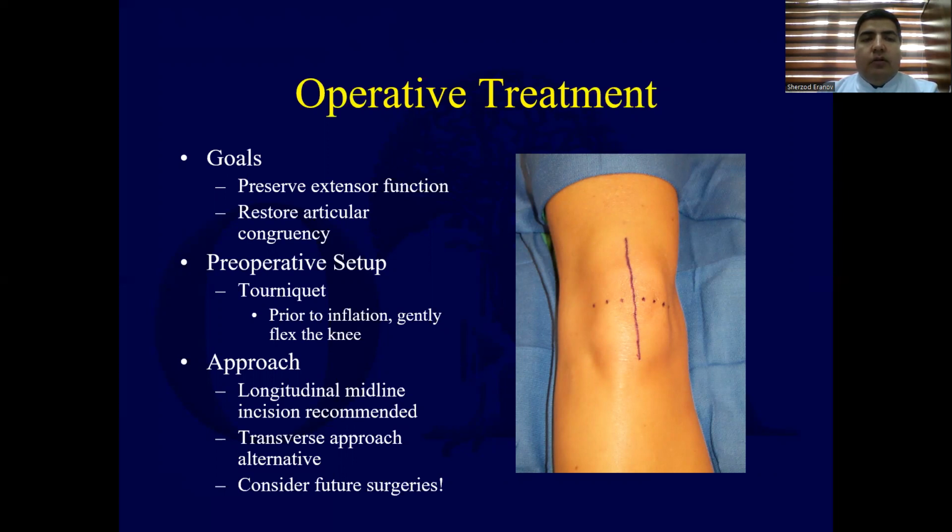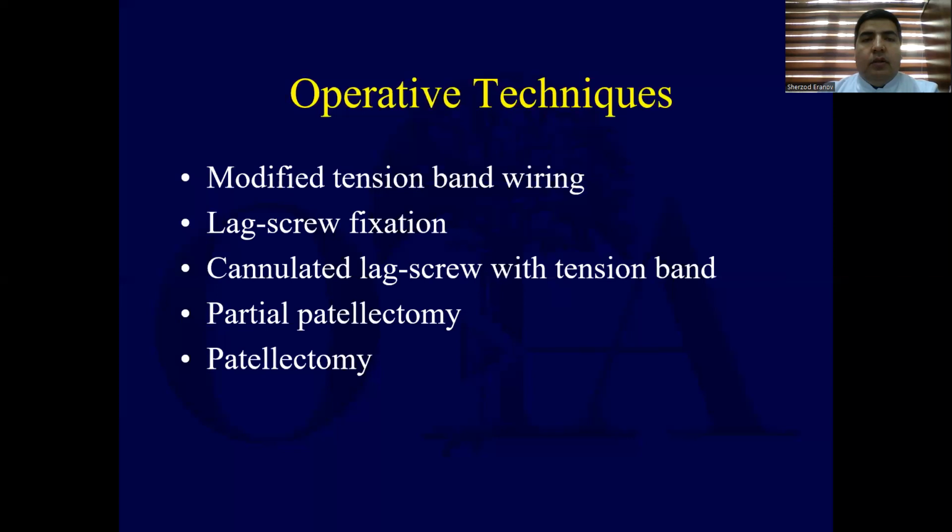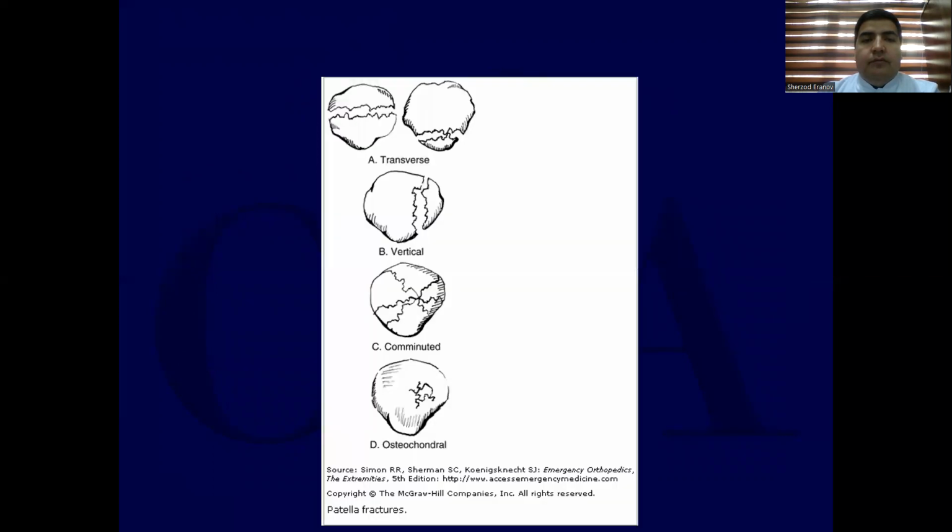Preoperative setup: tourniquet prior to inflation, gently flex the knee. Approach: longitudinal midline incision recommended, transverse approach alternative. Operative technique: modified tension band wiring, lag screw fixation, cannulated lag screw with tension band, partial patellectomy, and patellectomy. Patella fractures.